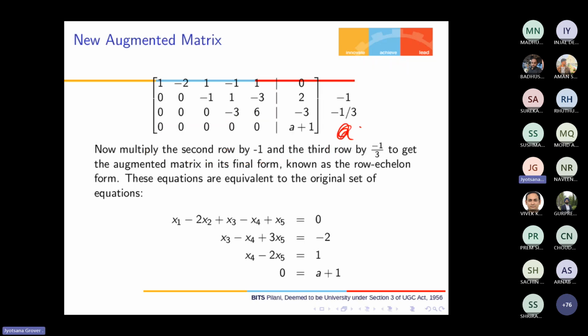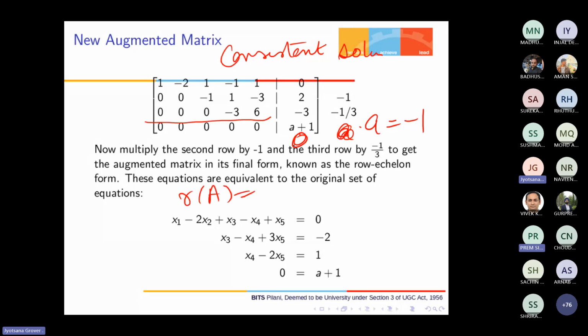Now suppose A is equal to -1. Tell me, in which situation will it have a consistent solution? If you substitute A equal to -1, this will go down to 0. Now the important observation is: what is the rank of A? Considering only this part, the rank of A is 3.